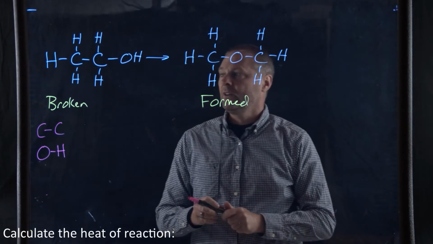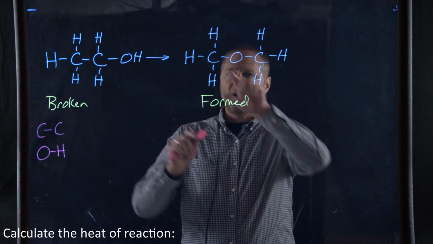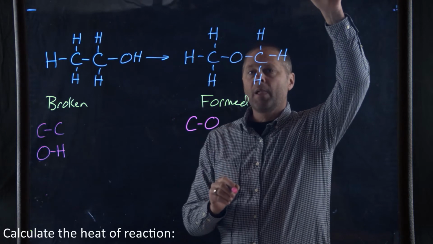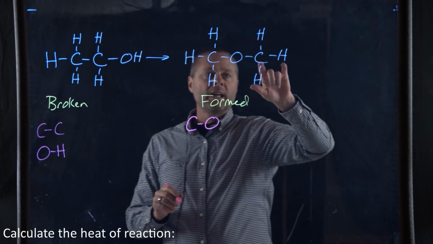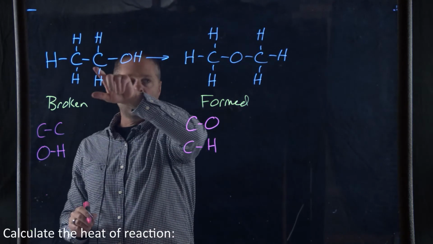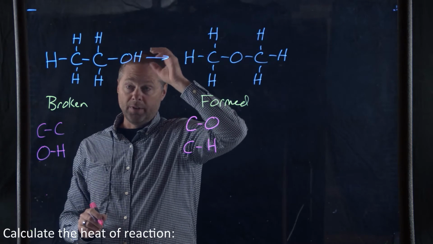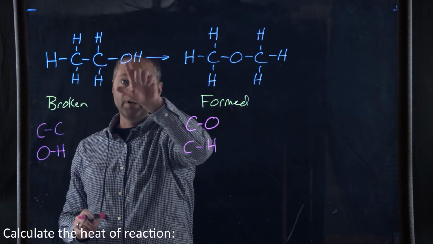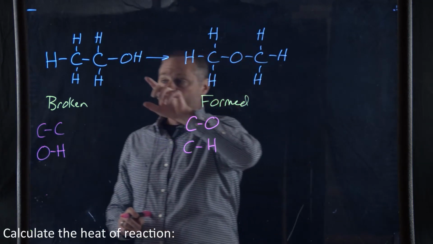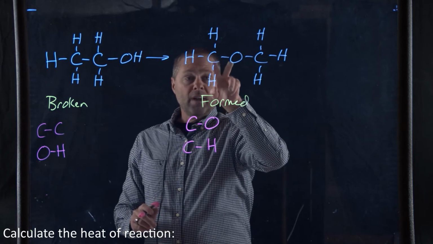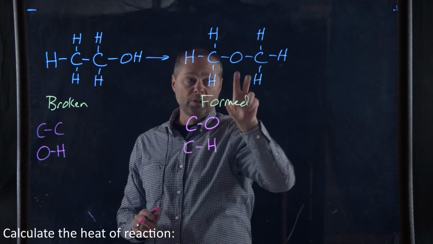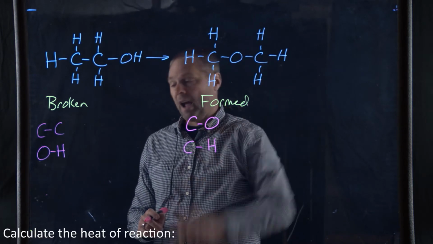What's being formed over here? Now on this side we have 1 carbon-oxygen bond. Here we have 2 carbon-oxygen bonds. So we're forming a carbon-oxygen bond. We're also going to be forming a carbon-hydrogen bond as well. All right. So we're breaking a carbon-carbon bond because we don't have a carbon-carbon bond over there. We're also going to be breaking the oxygen-hydrogen bond because we do not have an oxygen-hydrogen bond over here. What we're forming is, now we've got 2 carbon-oxygen bonds, but we've only got 1 here, so we're only going to be forming 1 carbon-oxygen bond, and we're forming a carbon-hydrogen bond.